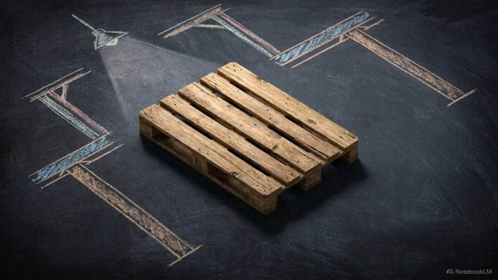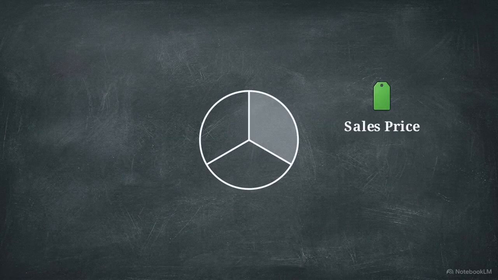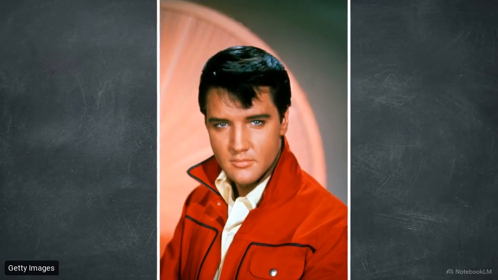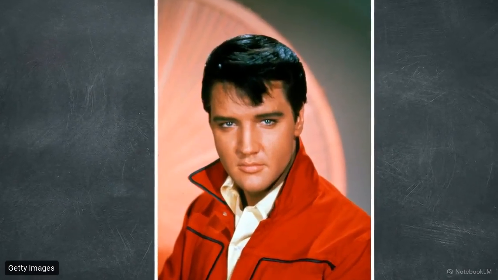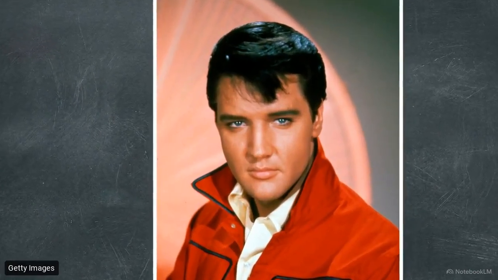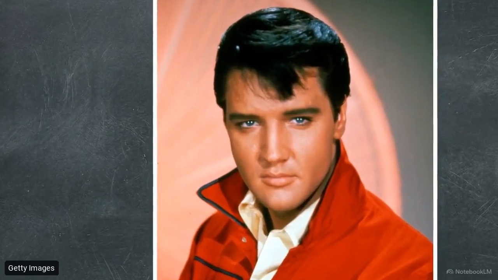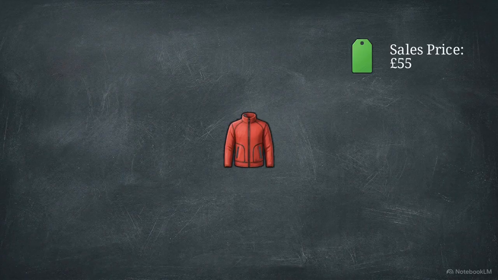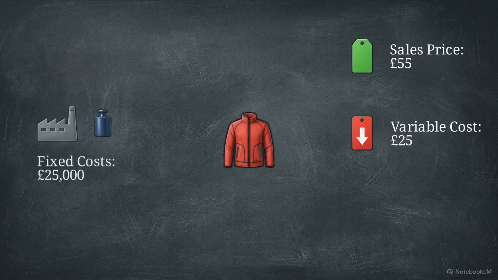How many exact units must a business sell to stop losing money and break even, using only the sales price, the variable cost, and the fixed cost? Let's look at a specific product. We are manufacturing these 1950s replica pop dance jackets. The standard sales price per jacket is £55. The variable cost to make one is £25, and the fixed costs for the process are £25,000.